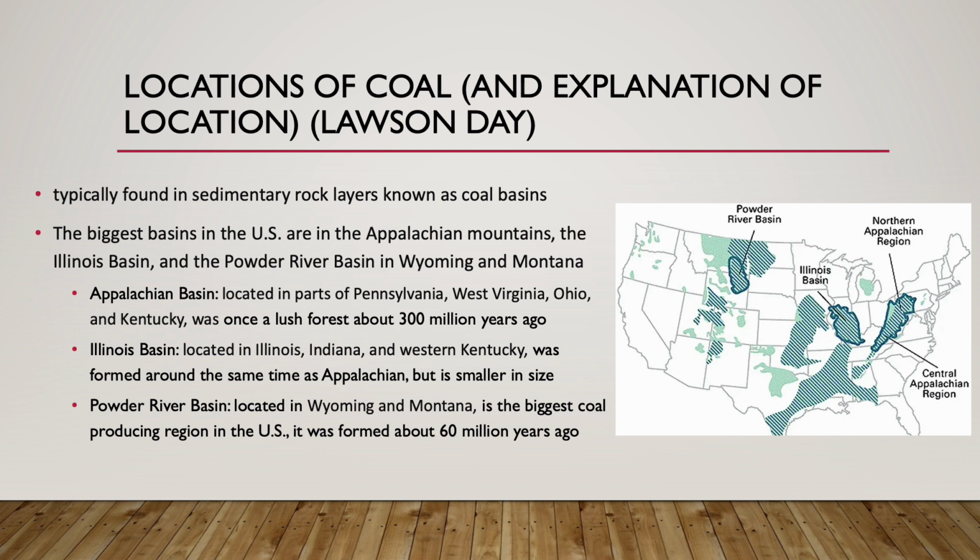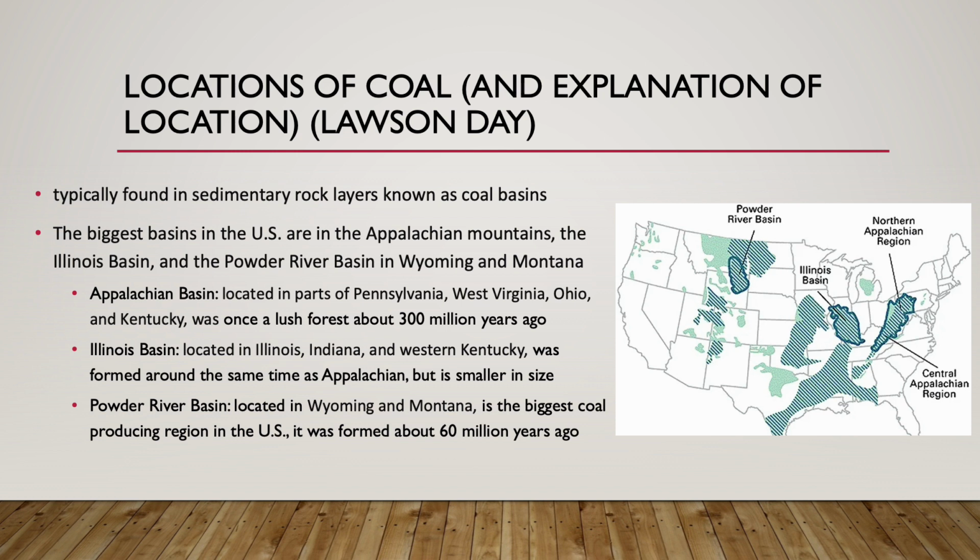My name is Lawson Day, and I'll be talking about the locations of coal in the United States. Coal is typically found in sedimentary rock layers known as coal basins. The biggest basins in the United States are in the Appalachian Mountains, the Illinois Basin, and the Powder River Basin in Wyoming and Montana. The Appalachian Basin is located in parts of Pennsylvania, West Virginia, Ohio, and Kentucky. And this was formed when there was once a large, lush forest there about 300 million years ago. And over time, it got pressed down into the ground and produced coal.